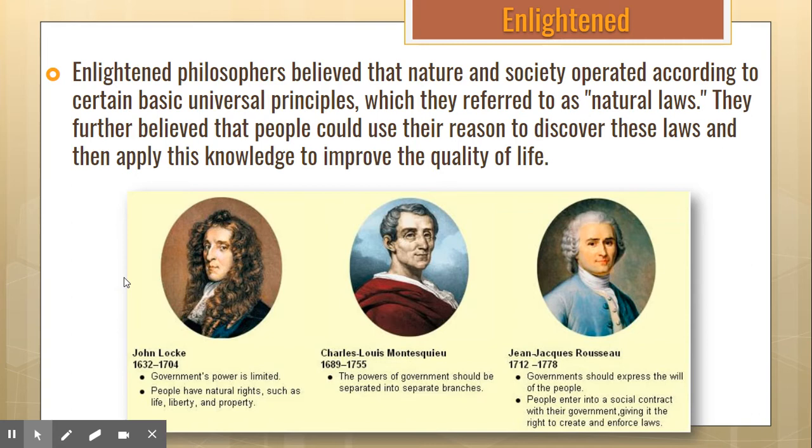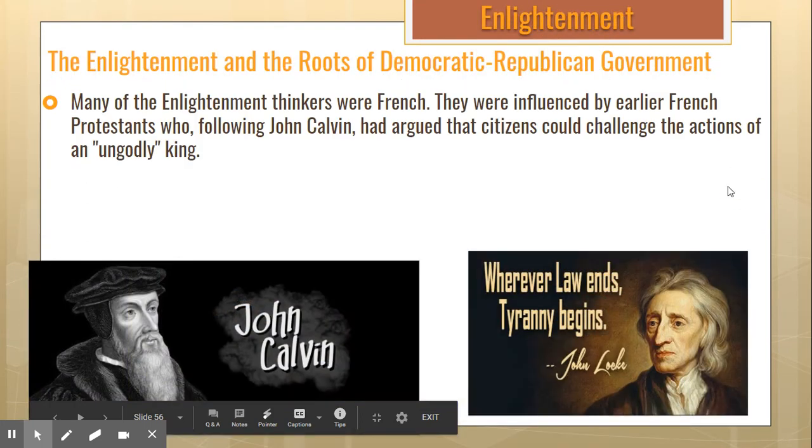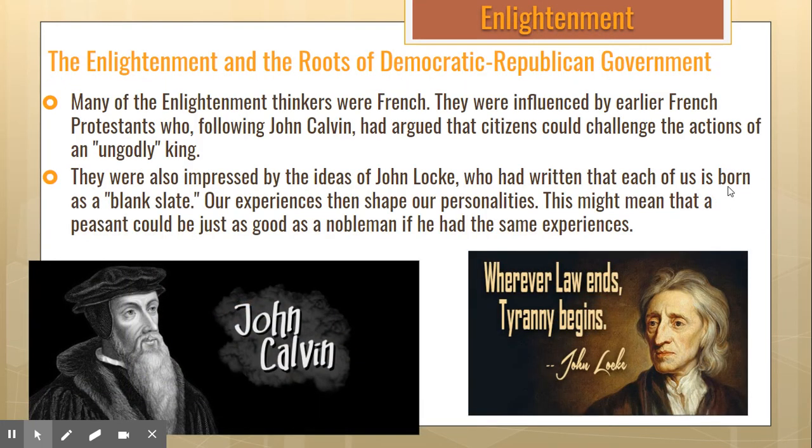And then Rousseau believed that government should express the will of the people. People enter into a social contract, just like Locke said, with their government, giving it the right to create and enforce laws to protect them. So enlightenment and the roots of democratic republican government, which is what we have. So this is kind of where we get our government ideas from.